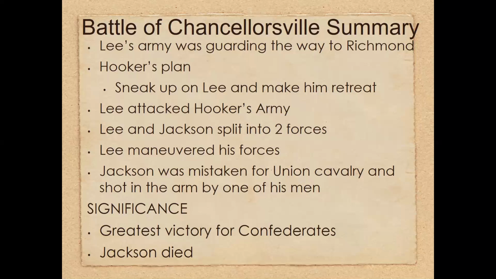So let's see what happens. On April 30th, Hooker led his troops to the side of the Confederate army. He thought Lee would retreat at this point. Instead of retreating, Lee attacks Hooker's army at Chancellorsville, Virginia.